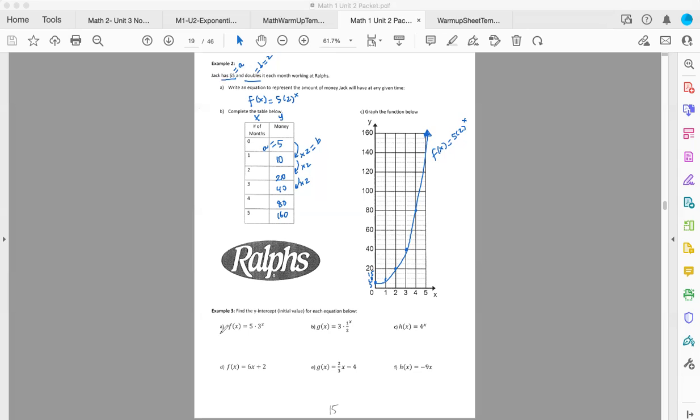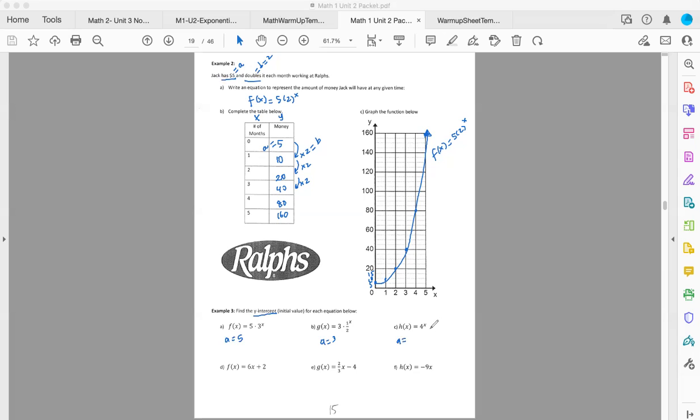The second part of this page, example 3: find the y-intercept or initial value for each of the equations. That's pretty simple. The initial value is a for each one of them. A is 5 here, so a is 5, that's the initial value. That's all they're asking, find the y-intercept. In class, I had strongly suggested you either underline or highlight what you're being asked to do. Here they just want the y-intercept. Did they say find anything else? Nope, that's it. So here the initial value is 3.